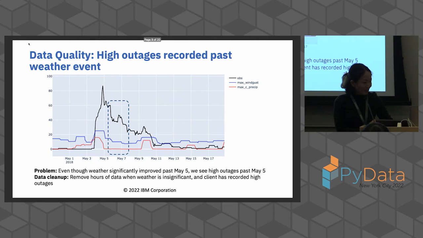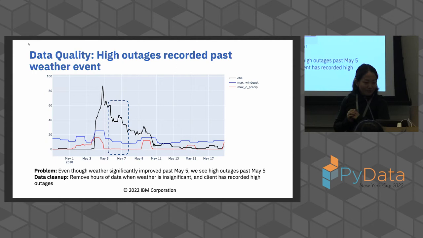So after feature aggregation, before we go to the modeling, one thing we need to make sure of is to check the data quality. We do basic sanity checks on the data sets themselves, like the weather data itself and the outage data itself. But some features and some patterns we can only find when we put multiple data sets together. For example, this is what we call the long tail problem.